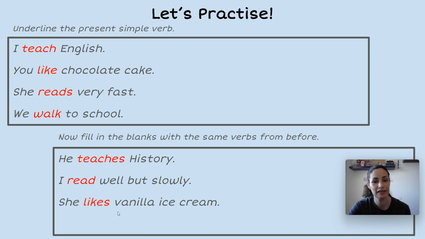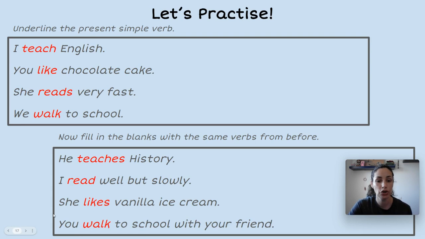She likes vanilla ice cream. We had to add that S, because here we had you like chocolate cake. Here it's a she. She likes vanilla ice cream. I like chocolate cake. You like chocolate cake. He likes vanilla ice cream. And the last one, you walk to school with your friend. Here it stayed exactly the same. We walk to school, you walk to school.